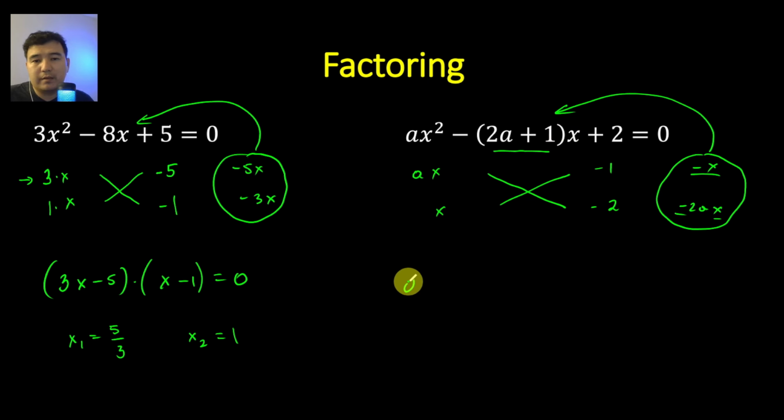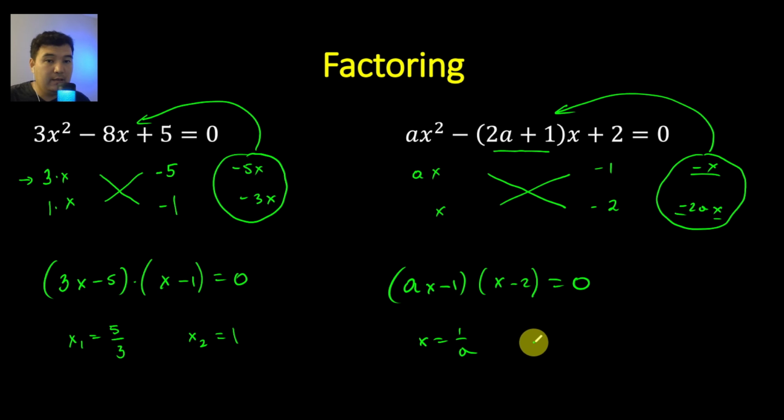That means the factorization is going to be (ax minus 1)(x minus 2) equals 0, so x is 1 over a and x is equal to 2. Here we have one important note to make for the first one. a is not equal to 0. If a is equal to 0, we can't divide 1 by 0. That's something obvious to note, right?